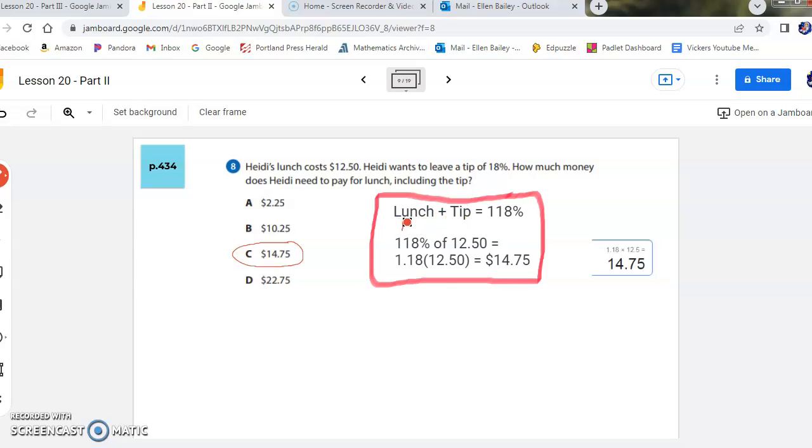Well, that's 118%. Here's why. The lunch is 100%. That's the whole thing. The tip is 18%, right? So just to figure this out in one step, we can just add those together. I'm using the 118% to let me know right away what the total cost is. So what we're figuring out is what is 118% of $12.50. So 1.18 times 12.50, and it equals 14.75. You should have been pretty quickly able to knock those two off because they're less than 12.50, right? Of course, if you're paying a tip, it's more. So there you have it, letter C.